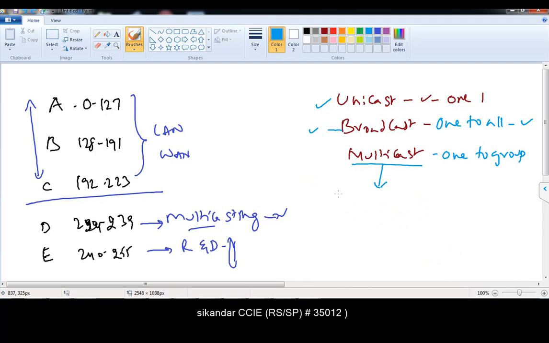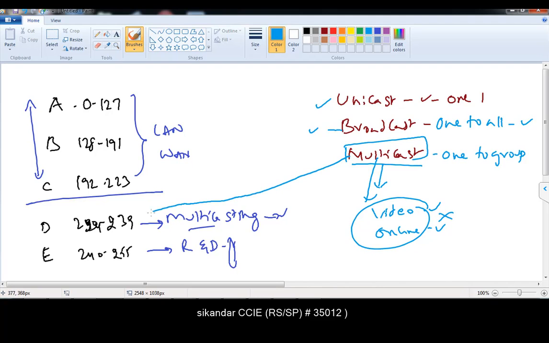For multicasting, some examples are all your video conferencing applications, or even online videos, online audio, and live streaming of any match. Probably these are all examples of multicast traffic. To generate and host that type of multicast traffic, they use this address. This address identifies the group, whichever group wants that multicast traffic.